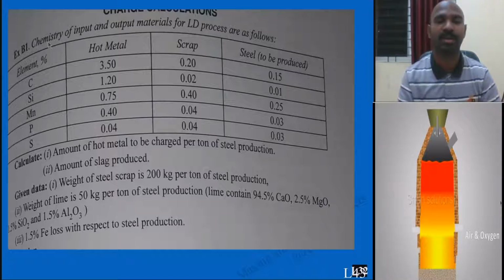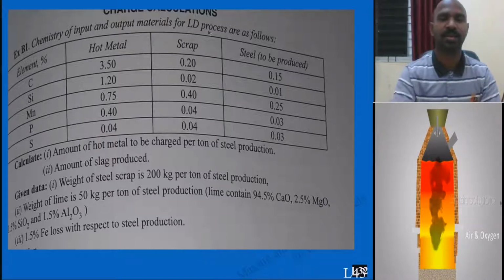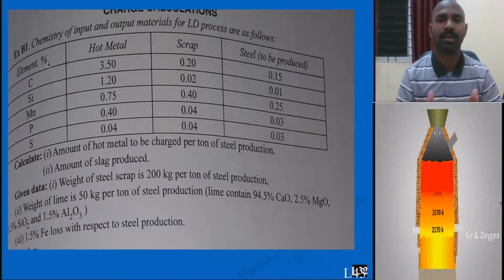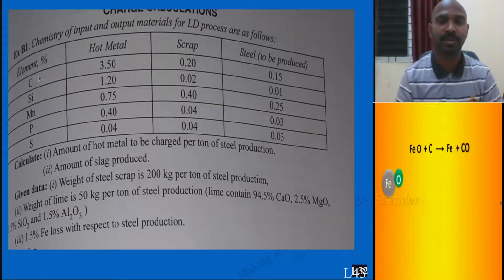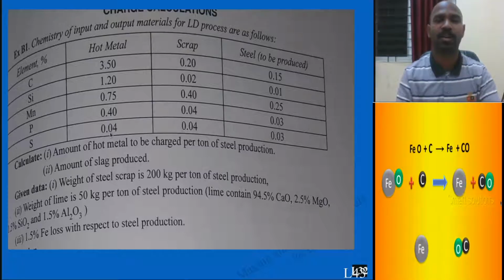For example, understand the chemistry of the input and output material of the LD steelmaking process as follows. These are the elements in steel: carbon, silicon, manganese, phosphorus, sulfur. These are the 5 main elements present in the steel, and other than this the rest is iron. The hot metal is liquid-state pig iron in the case of the LD steelmaking process. This is the raw material input.